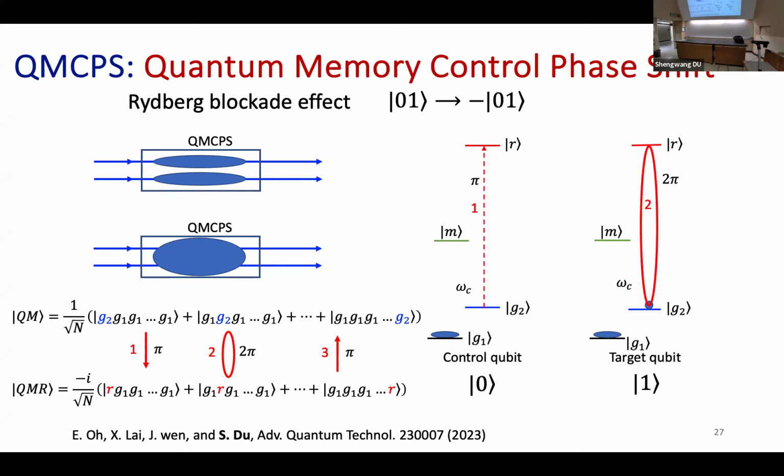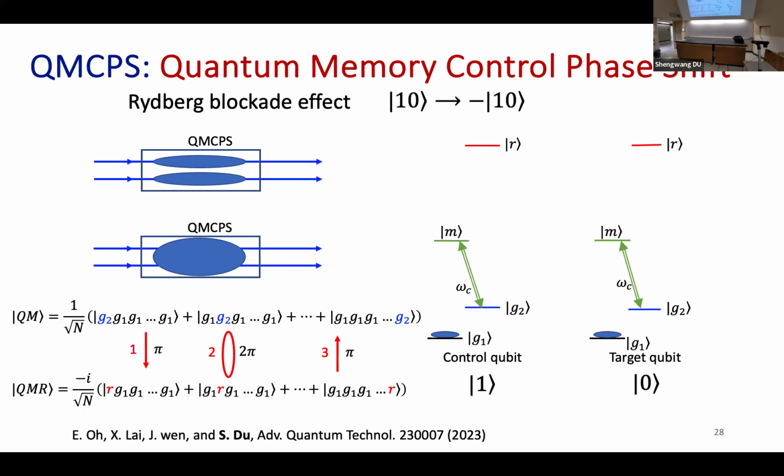After a 2 pi Rabi oscillation, what do you get? You get a negative sign, as I showed you before. After that is done, you apply a third pi pulse to the control qubit, but because there's no atom there, it does nothing. So effectively, when everything comes back, 0, 1 becomes -0, 1. That's what we realize in one step.